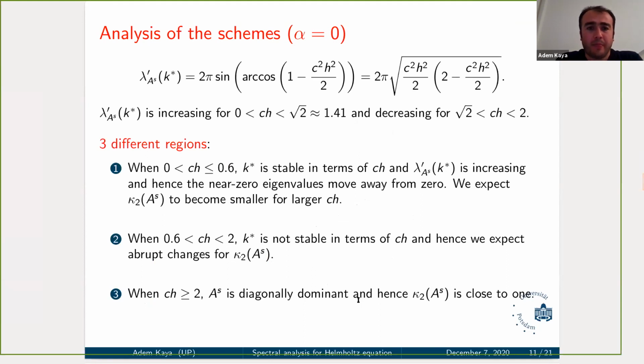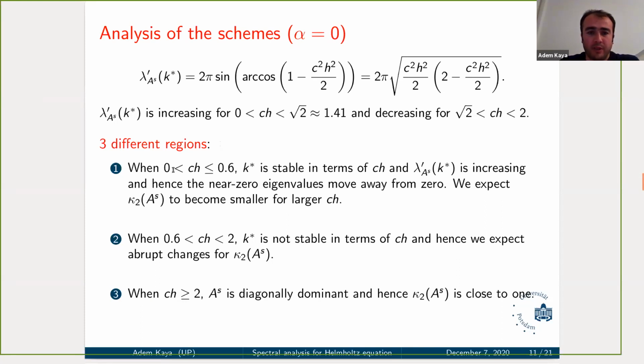Now the second point: to find the regions where the tangent of lambda k at the root is increasing or decreasing. To find this, I take the derivative of lambda k and then substitute k star into it. And I end up with this expression. Using the second derivative test, I find these two regions. In the first region, where ch is between 0 and square root 2, the tangent of lambda k at the root is increasing. And in this region, where ch is between square root 2 and 2, it is decreasing. Now, combining all information, we get three different regions.